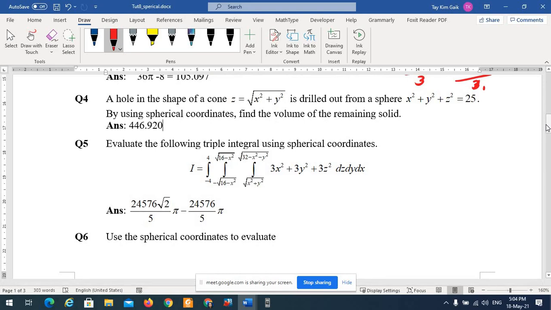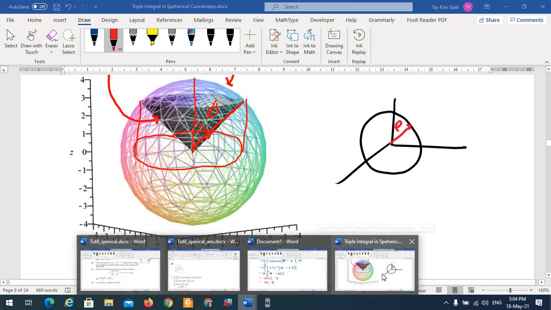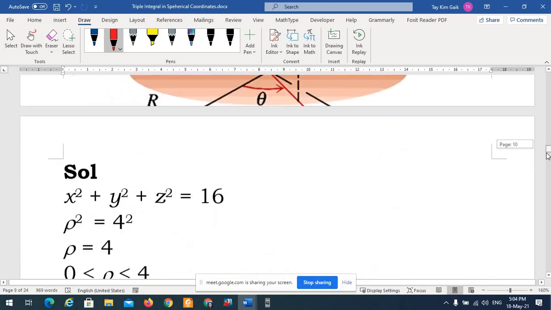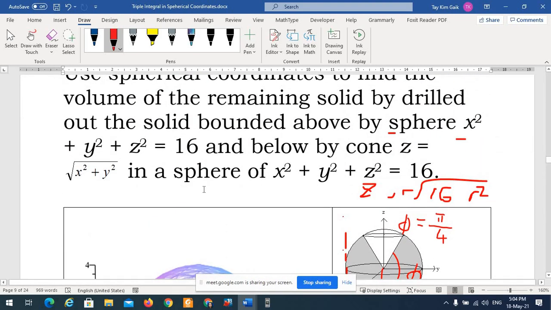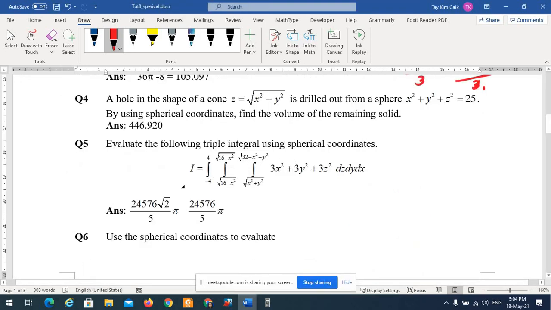And number 4 is similar to, I think, last night's example. You fill out this one. Similar to this example, only the radius of the sphere is changed. Okay, question 4. A hole in the shape of a cone is drilled out from a sphere x squared plus y squared plus z squared equals 25. Using spherical coordinates, find the volume of the remaining solid.